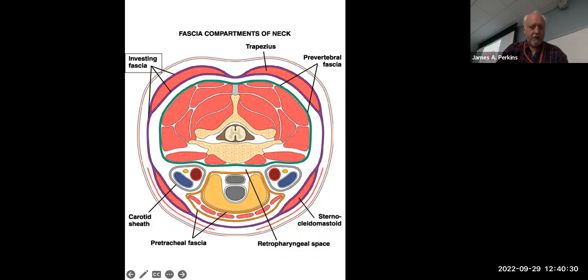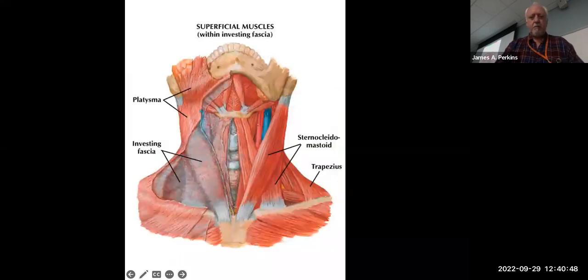So anteriorly, which is down at the bottom of the slide, you see that the sternocleidomastoid muscles on both the left and right sides are actually embedded within this layer of investing fascia. And then posteriorly in the back of the neck, the trapezius is surrounded by investing fascia. So let's take a look at this from an anterior view.